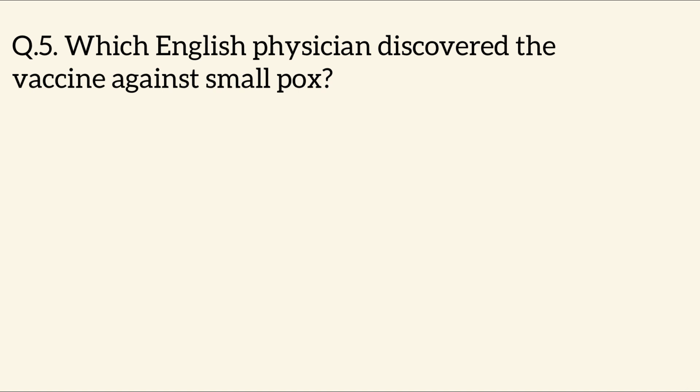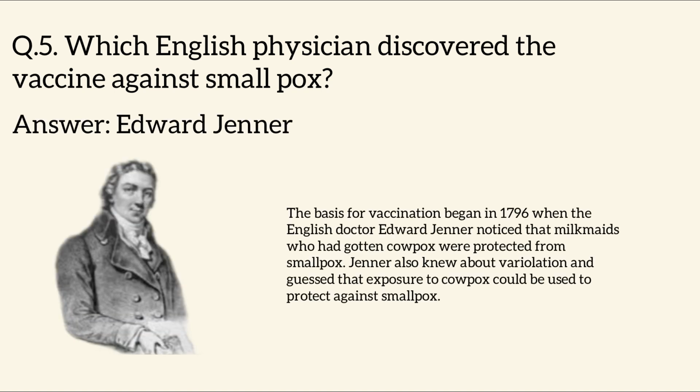Which English physician discovered the vaccine against smallpox? Answer: Edward Jenner. The basis for vaccination began in 1796 when the English doctor Edward Jenner noticed that milkmaids who had gotten cowpox were protected from smallpox. Jenner also knew about variolation and guessed that exposure to cowpox could be used to protect against smallpox.